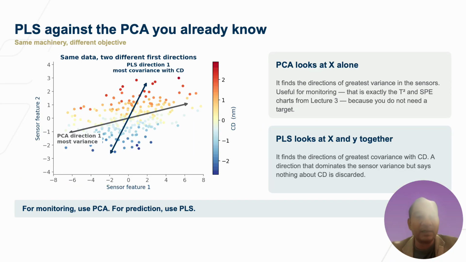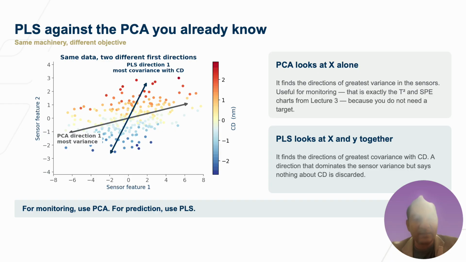Let's make that concrete against something you already know, because you met PCA in lecture 3. 2 sensor features, color is CD, red high, blue low. The gray arrow is PCA's first direction, the direction of greatest variance. It runs left to right because feature 1 has much larger spread. And notice, as you move along the gray arrow, the color barely changes. That direction has a great deal of variance and almost no information about CD.